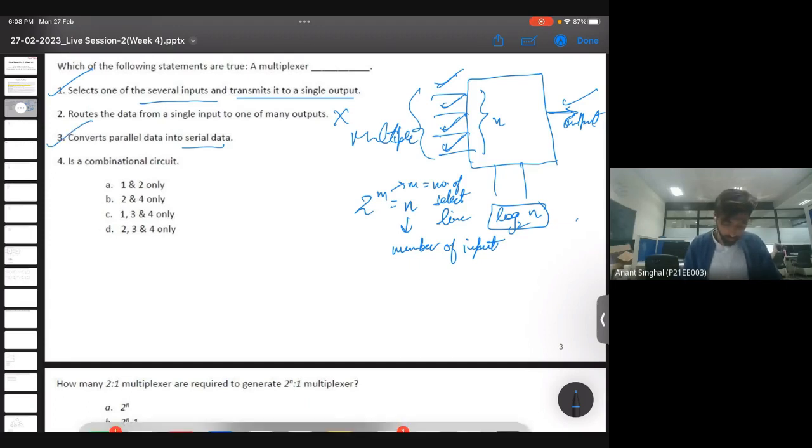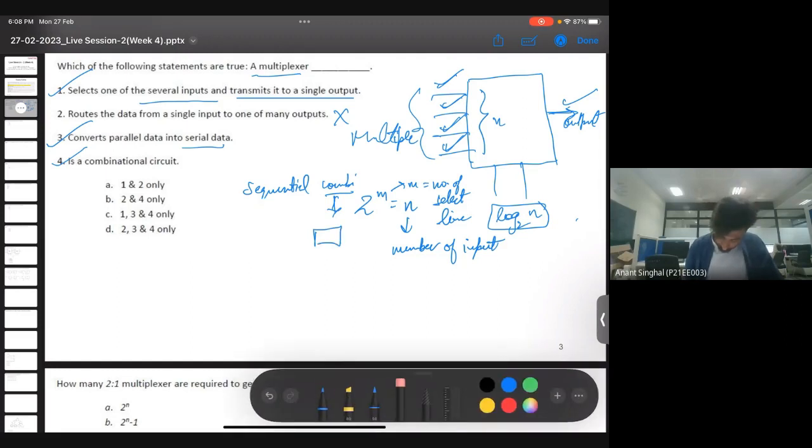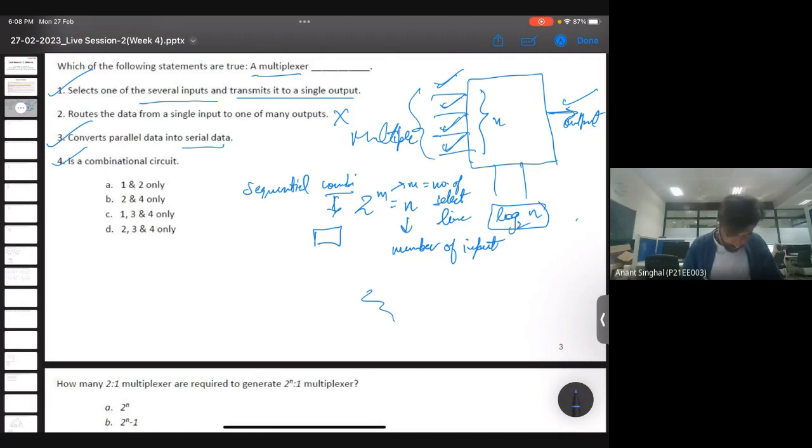And yes, our mux is a combinational circuit. In the upcoming section you will be studying sequential circuits and combinational circuits. I hope you know the basic difference: combinational circuits do not contain any clocks. They don't have any memory basically, and sequential circuits have memory. So a mux is a combinational circuit, and the correct answer to this question is option C only. I hope it is clear. If you have any doubts, you can raise them in the chat box.